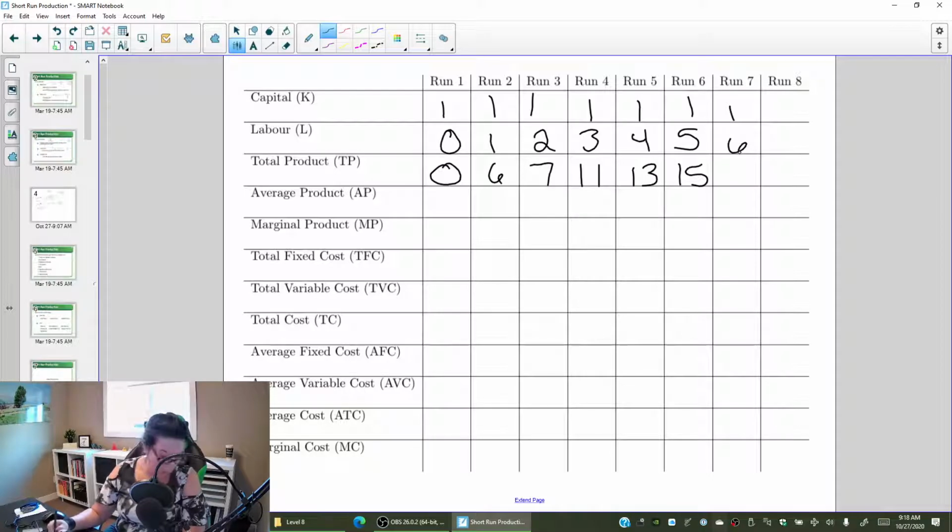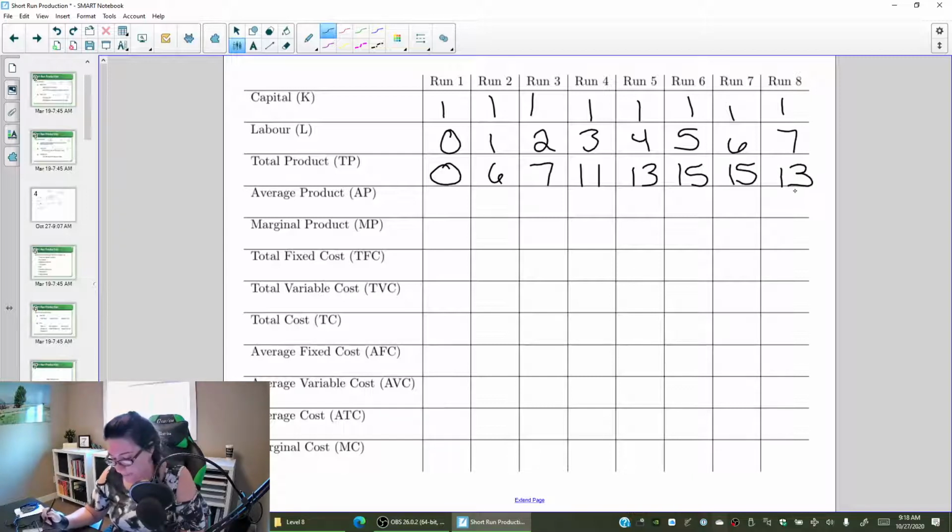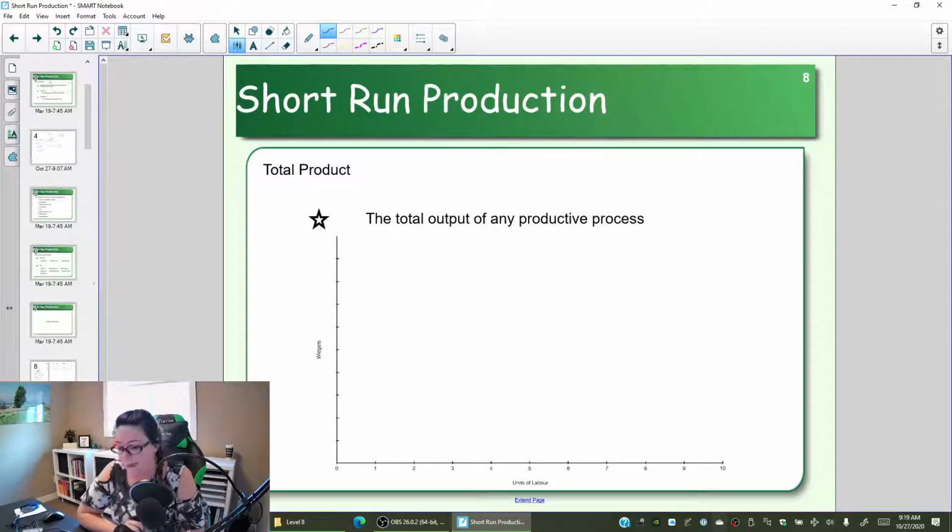They made a total of 15 widgets. So notice when we hired that 6th worker, it didn't add to our production. And then when we hired the 7th worker, our output went to 13. So total product, if we define total product, is the total output of any production process. So it's the quantity that is produced, and we're looking at it based on the number of units of labor.